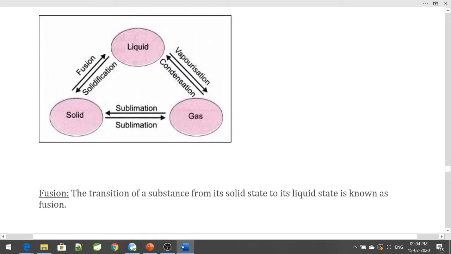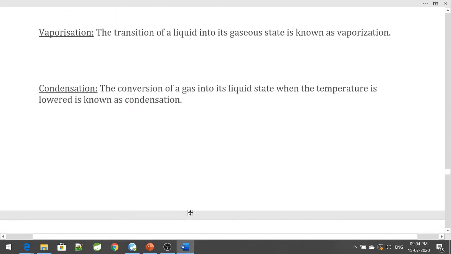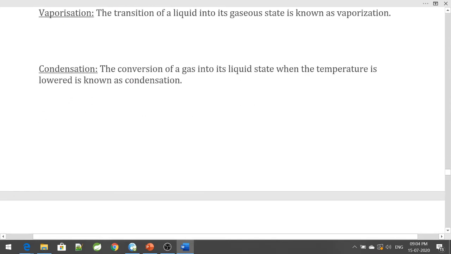Condensation. Condensation is the reverse. Gas to liquid. Like when the water vapors evaporate in the summer from oceans and seas, the condensation process takes place, and it will condense into the clouds, and it forms a liquid, and the rains. That process takes place when rain comes. Condensation: the conversion of gas into its liquid state when the temperature is lowered is known as condensation.